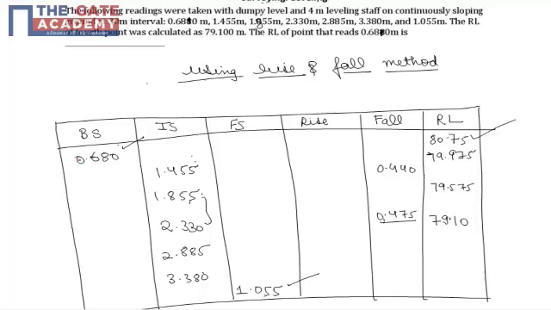Now first of all, the backsight was 0.680 meter, then the intermediate sight was 1.455 meter. That means the reading is increasing on the staff, that means we are having a fall here, and this fall is 1.455 minus 0.680, which comes out as 0.775. So we register 0.775 in front of these two readings.